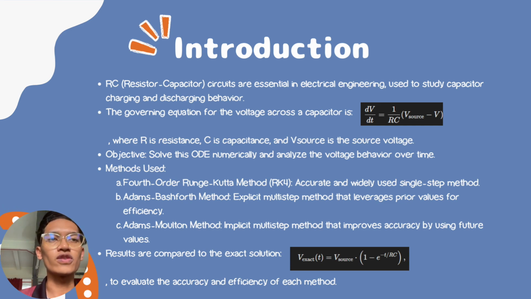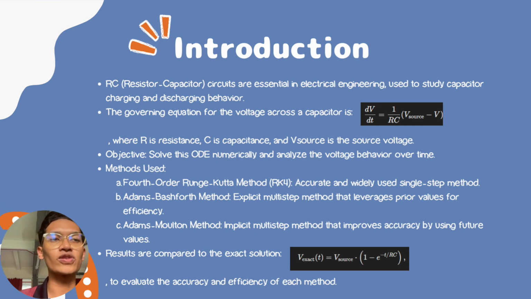The methods that we use: the first one is the fourth-order Runge-Kutta method (RK4), an accurate and widely used single-step method. The second one is the Adams-Bashforth method, an explicit multi-step method that leverages prior values for efficiency. The last one is the Adams-Moulton method, an implicit multi-step method that improves accuracy by using a future value.